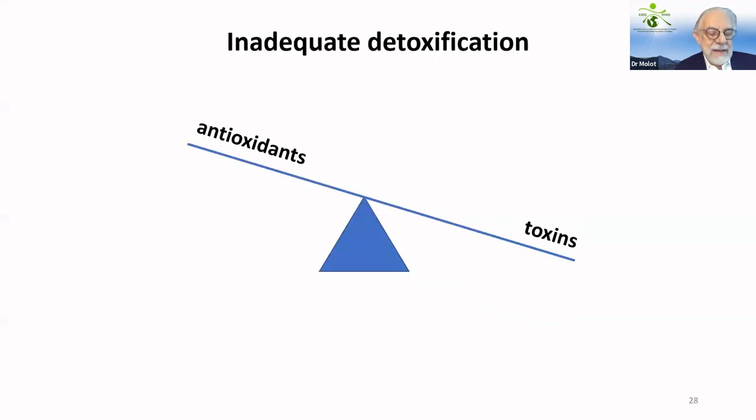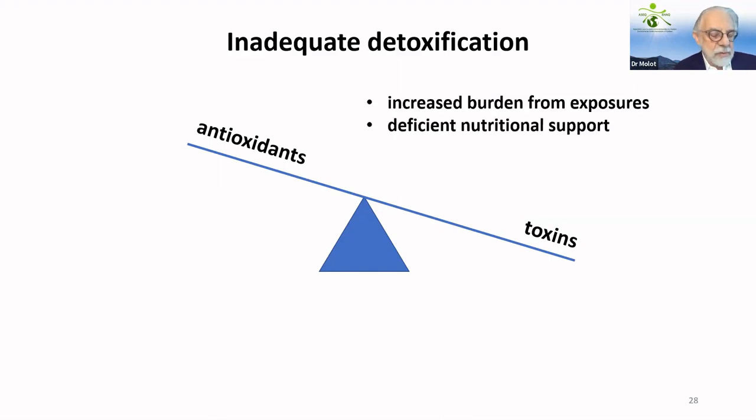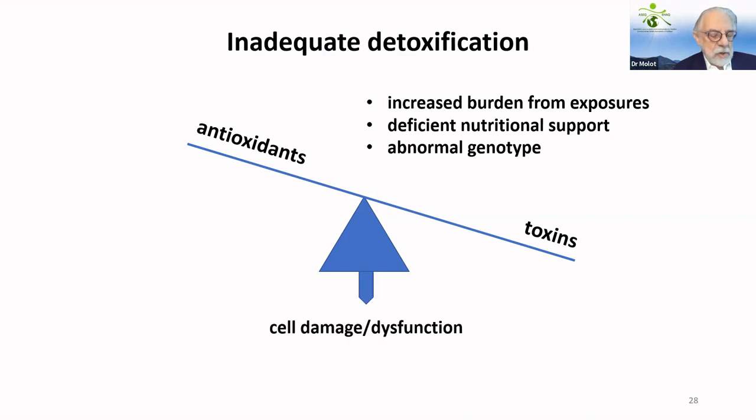Our ability to adequately detoxify is decreased when there's an increased burden from exposures, or if the nutritional support is inadequate from not eating enough antioxidants, or if the genotype for detoxification is a variation of normal. Some of us are just better at detoxifying than others. When any of these issues occur, the detoxification system does not function adequately, and as a result, we start to create damage to cells, causing dysfunction or even cell death.